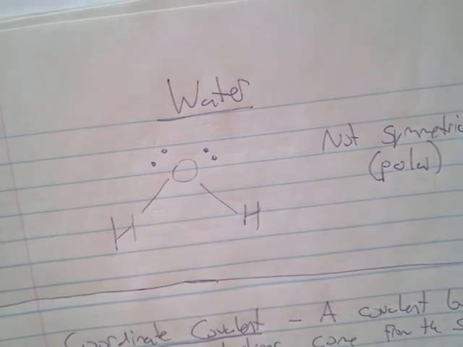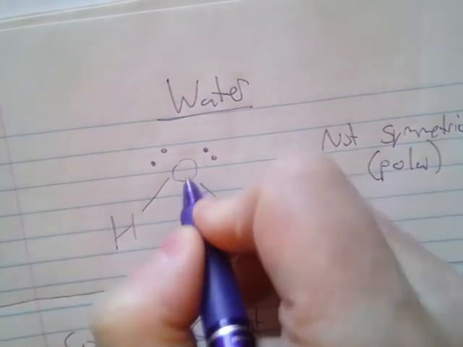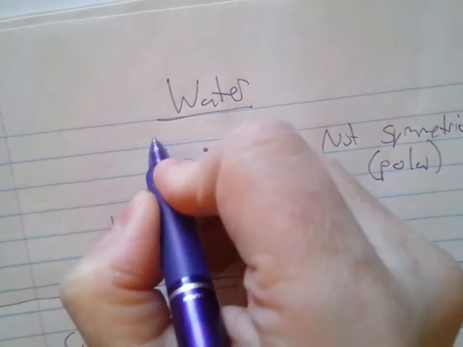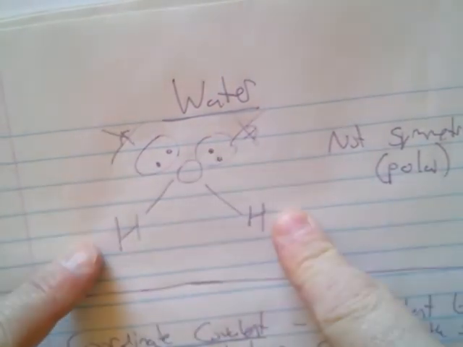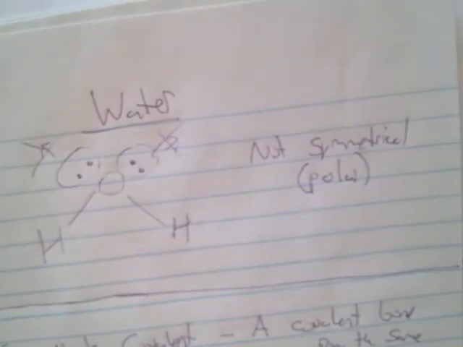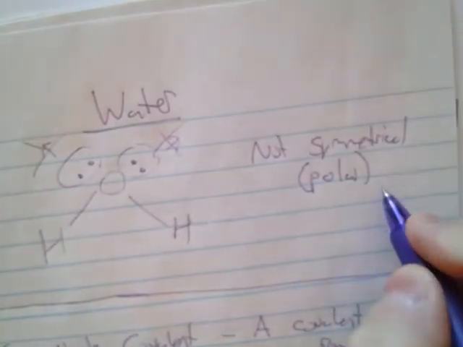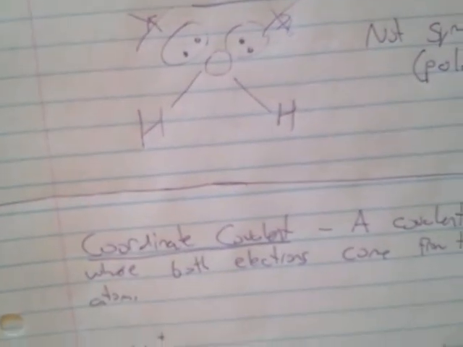But because it is bent, that means there's a pull between the H and the O this way, a pull between the H and the O this way, but there's no pull in these two directions. There's nothing here, there's nothing here, which means it's still polar. The pulls down, there's no pull up to cancel it. So it's non-symmetrical or asymmetrical, which means it's polar. Water is very polar. The last example I want to give you is something called coordinate covalent.